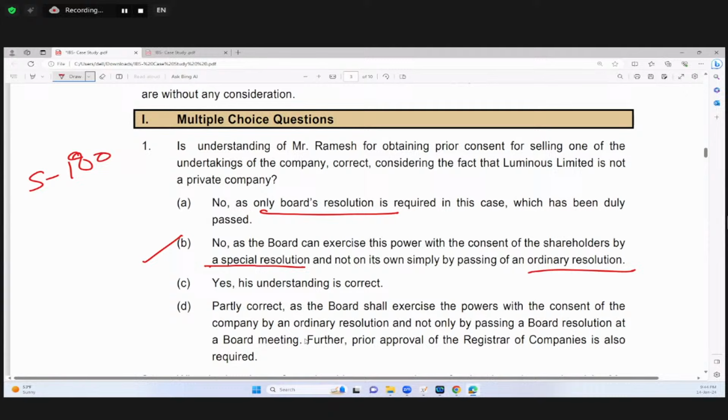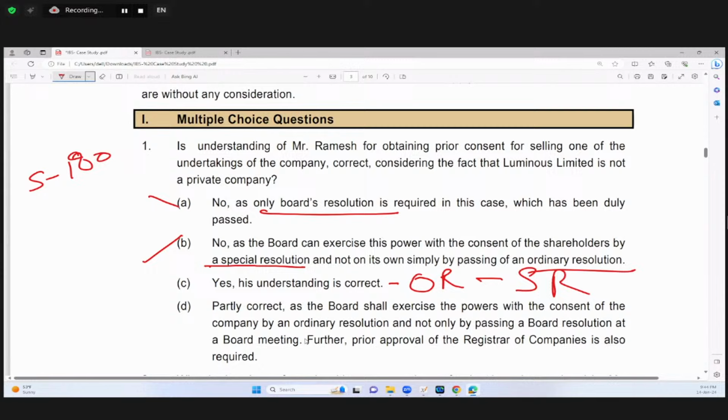Moving to option C: yes, his understanding is correct. No, his understanding is not correct because he is thinking about an ordinary resolution. But here the Companies Act says that it should be a special resolution. So this option C is also incorrect.